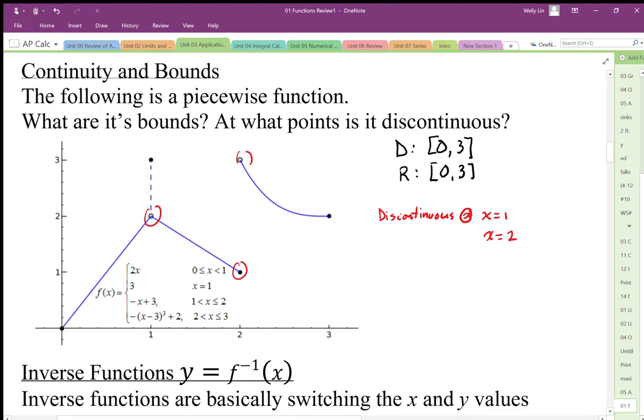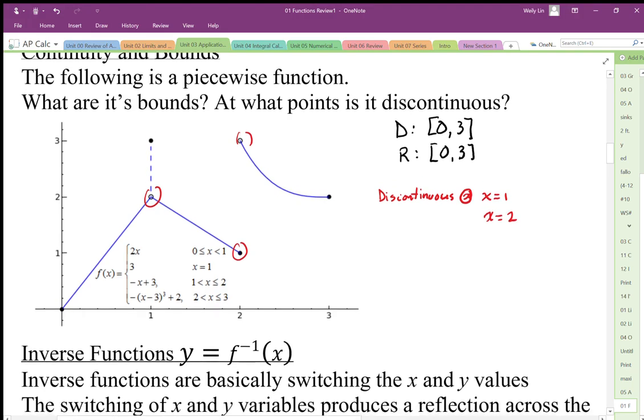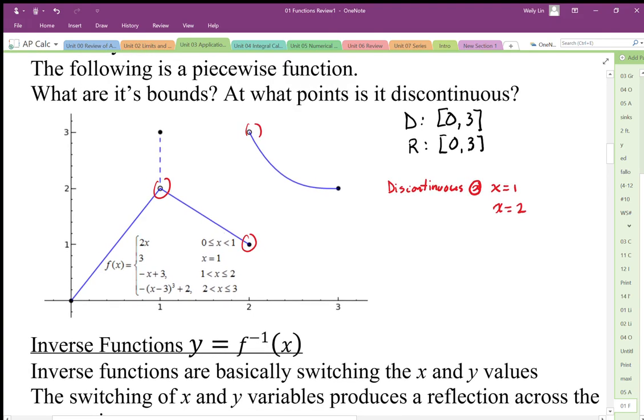You don't really need to know the names of these, but they do actually have some names to them. So although our domain and range is continuous from 0 to 3, there is this discontinuity happening at these points. At the point x equals 1, there's a discontinuity. At x equals 2, there's a discontinuity.